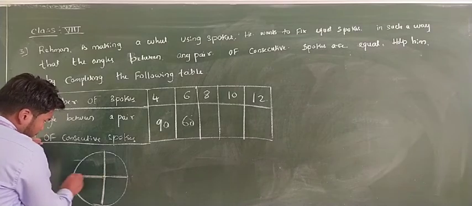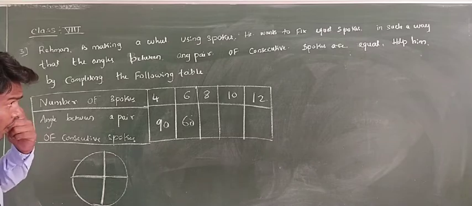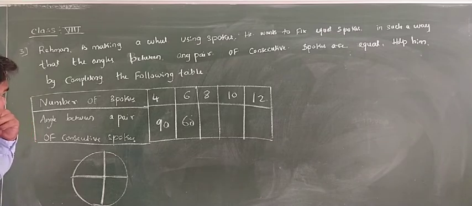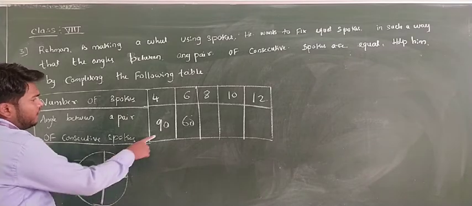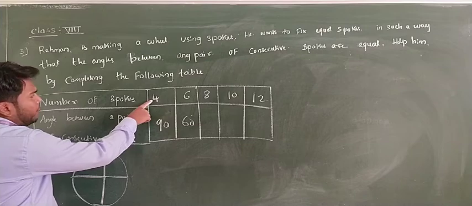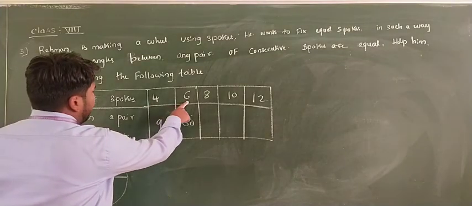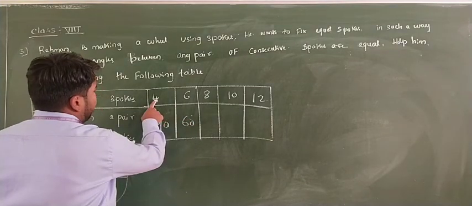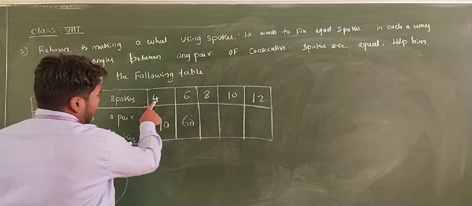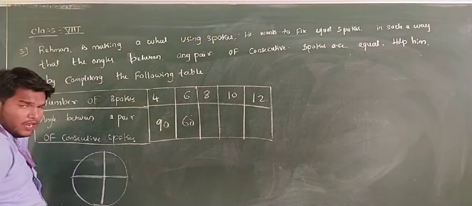So these are the spokes, and he wants to fix equal spokes in such a way that the angles between any pair of consecutive spokes are equal. Help him by completing the following table. So see here, this is also inverse proportion. As the number of spokes increases, the angle decreases. If the number of spokes is 6, the angle is 60. If the number of spokes is 4, the angle is 90. As the number of spokes increases, the angle between a pair of consecutive spokes decreases.